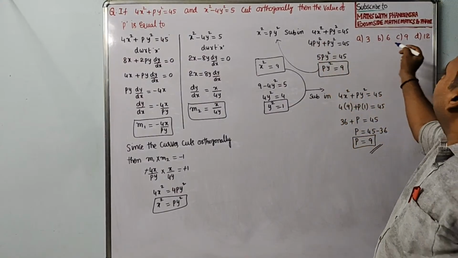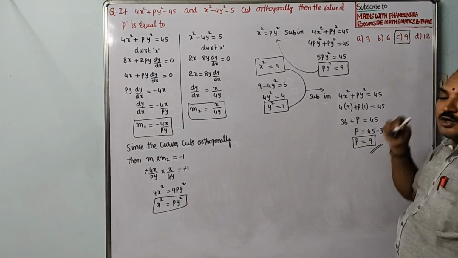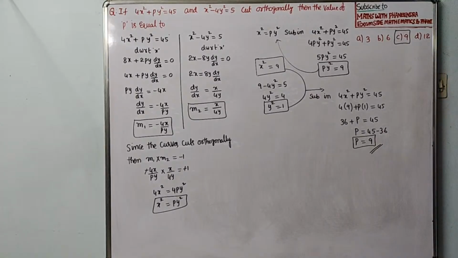Okay, students, the value p is equal to 9 is there in the third option. I hope you got it. Yes, students.